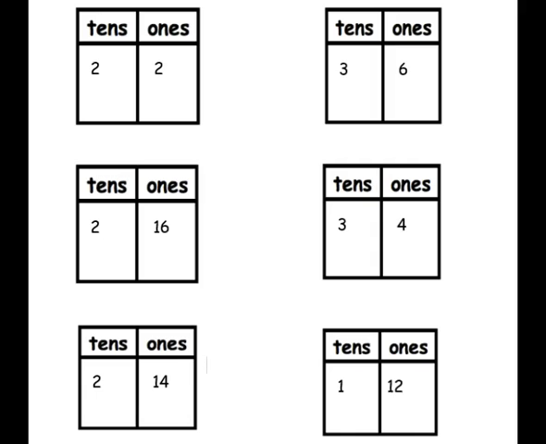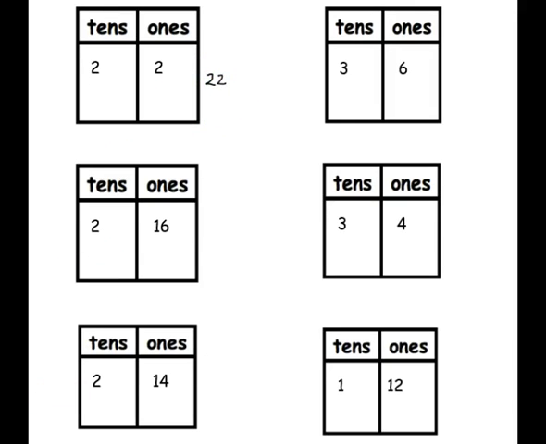We're going to do the same thing in the next section, only we're using place value charts instead of pictures. So in my first place value chart, I have 2 tens and 2 ones for a total of 22. So I'm going to look across to the next column to find another place value chart that would show 22.